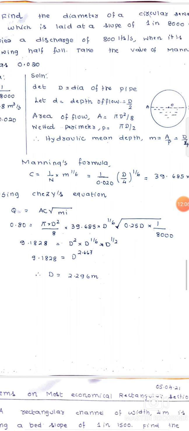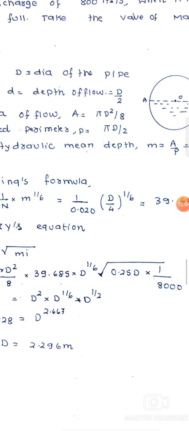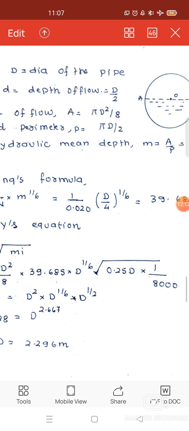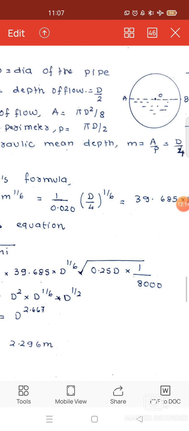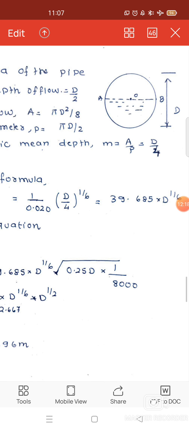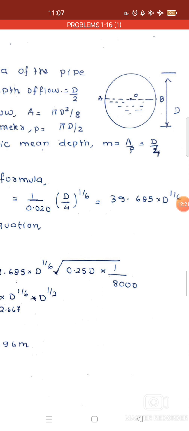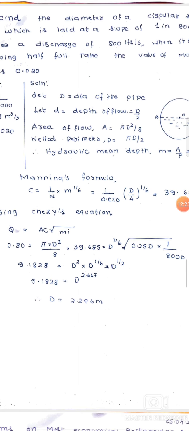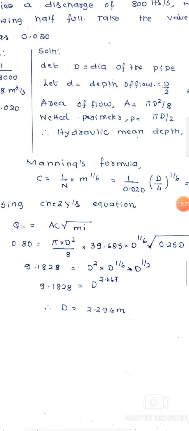So we can just substitute m is equal to d by 4. So C is equal to 1 by n, m to the power of 1 by 6. So n is given as 0.020, that is 1 by 0.020. Then m will be d by 4 to the power of 1 by 6. That will give you 39.685 into d to the power of 1 by 6. So we can use the Chezy's equation now for discharge. That is Q is equal to AC into square root of m into i.